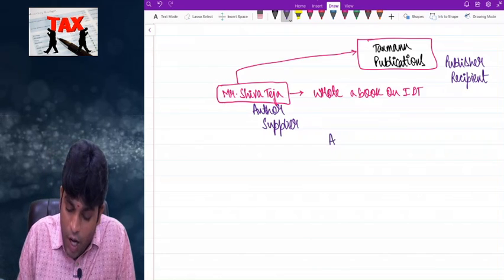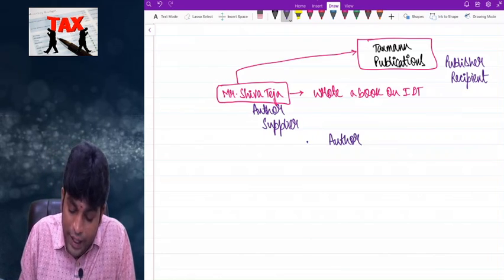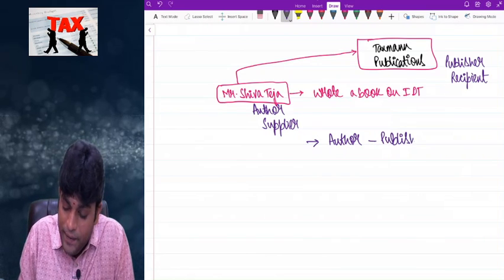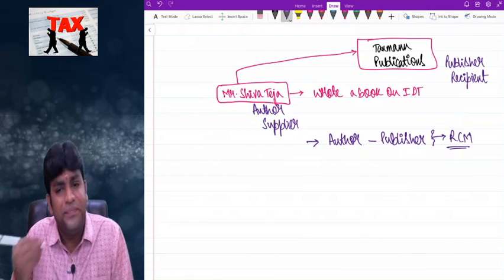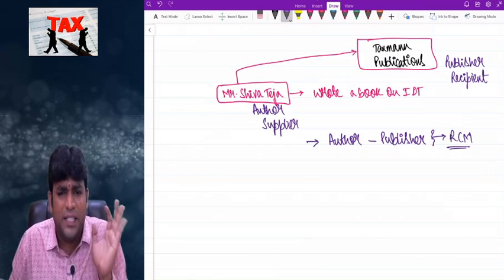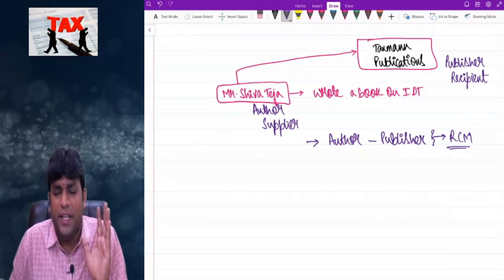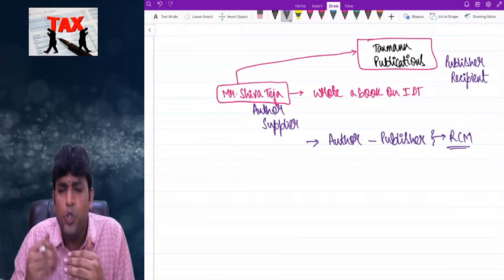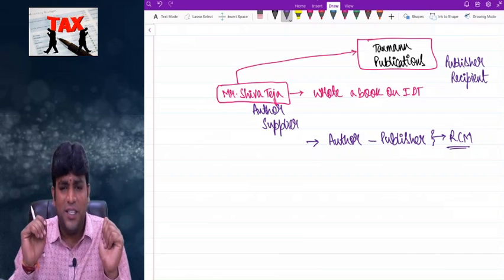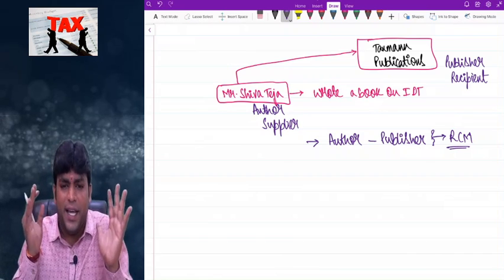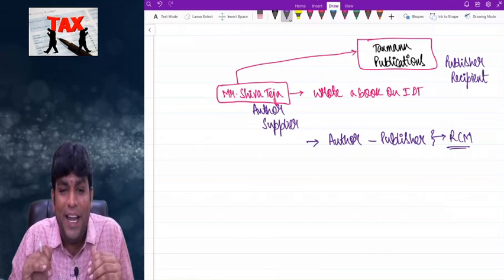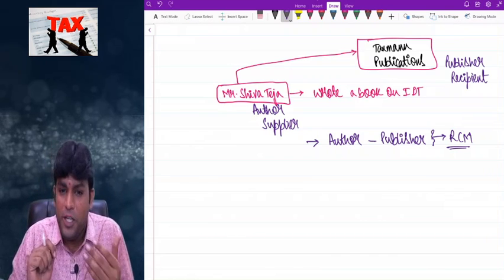Now the concept is very simple. Whenever a service is supplied by author to publisher, this was actually covered under RCM. Even now also it is covered under RCM. But one amendment they have done is that this particular author, that is Shivateja, can choose to pay tax under forward charge. That means Shivateja himself can tell the taxman, don't worry, you need not pay reverse charge, I will only pay under forward charge. That option is given in the law.